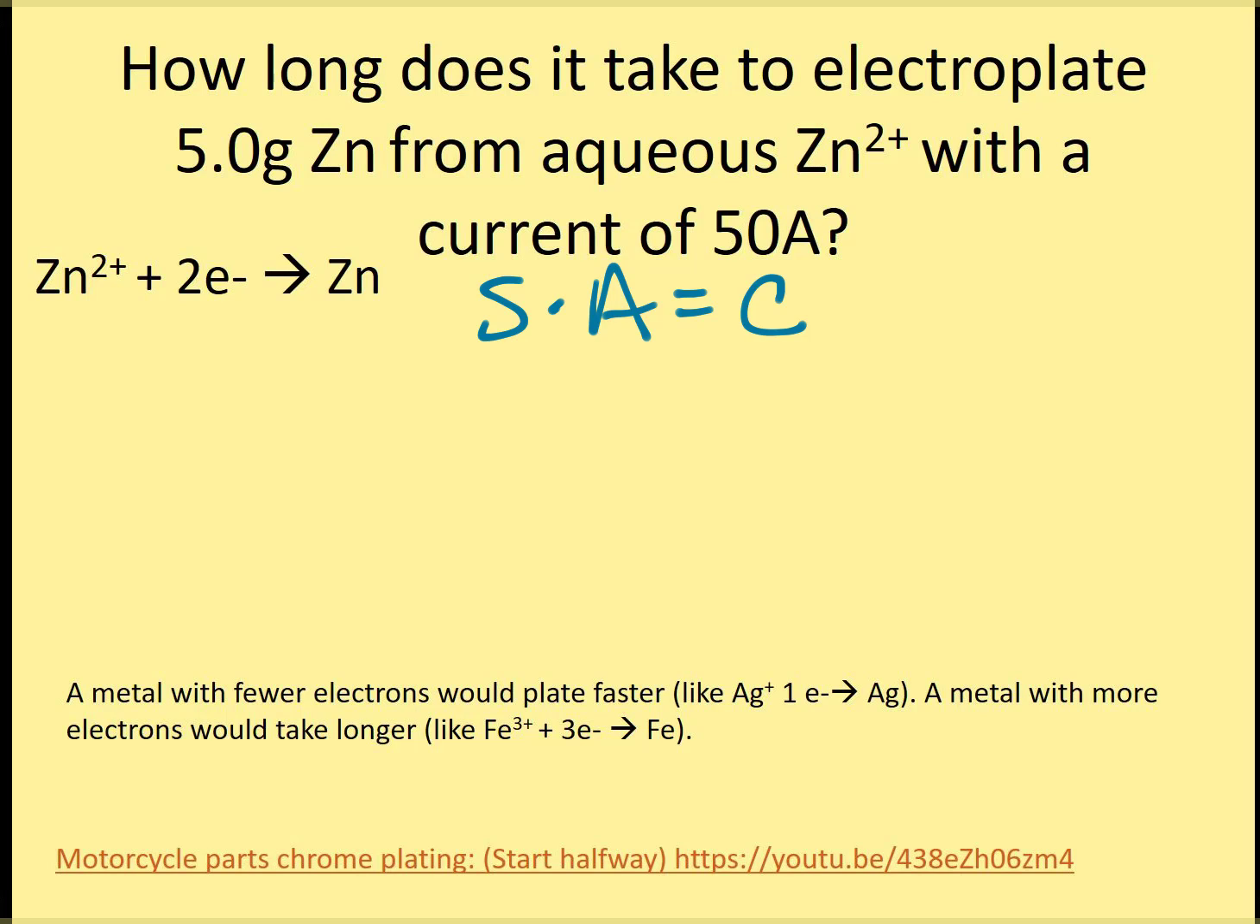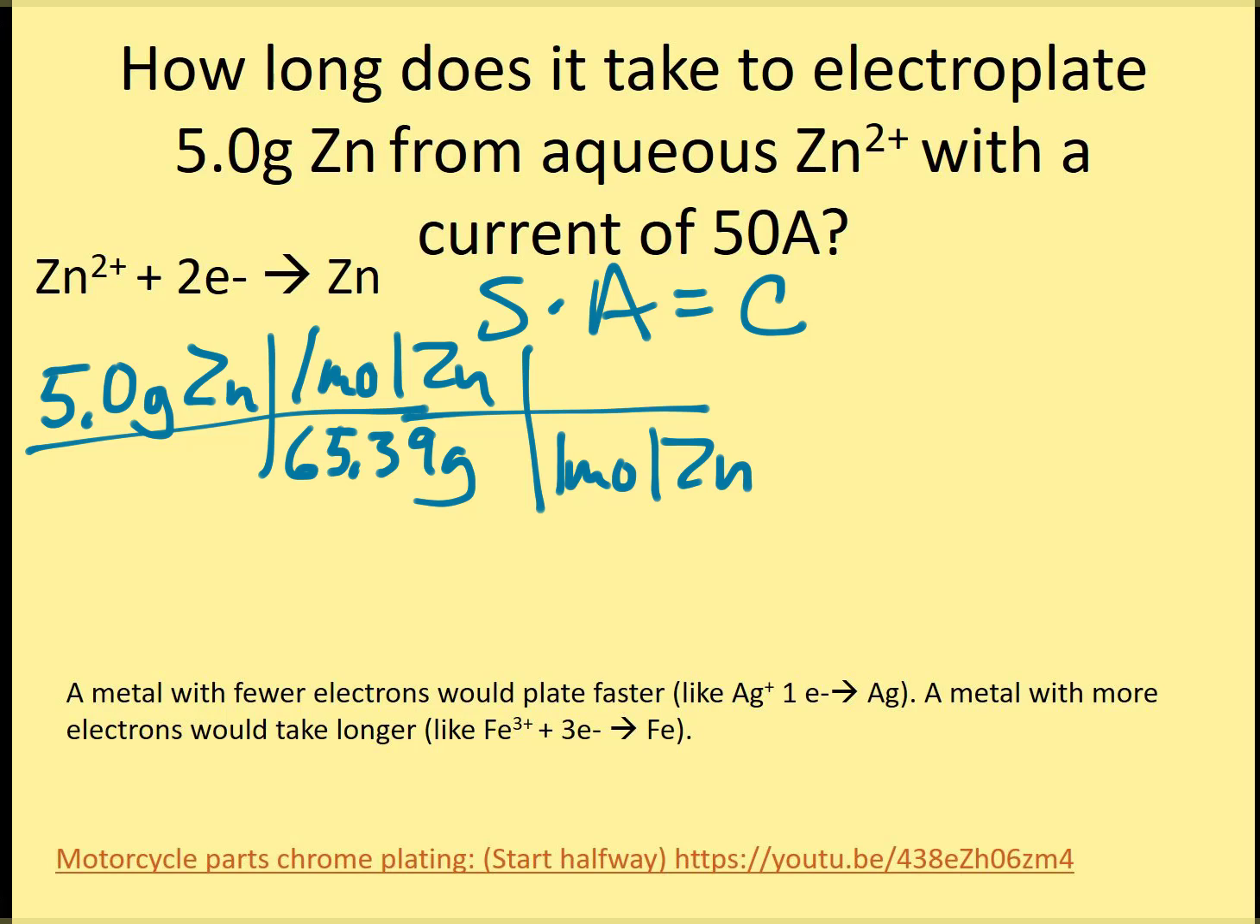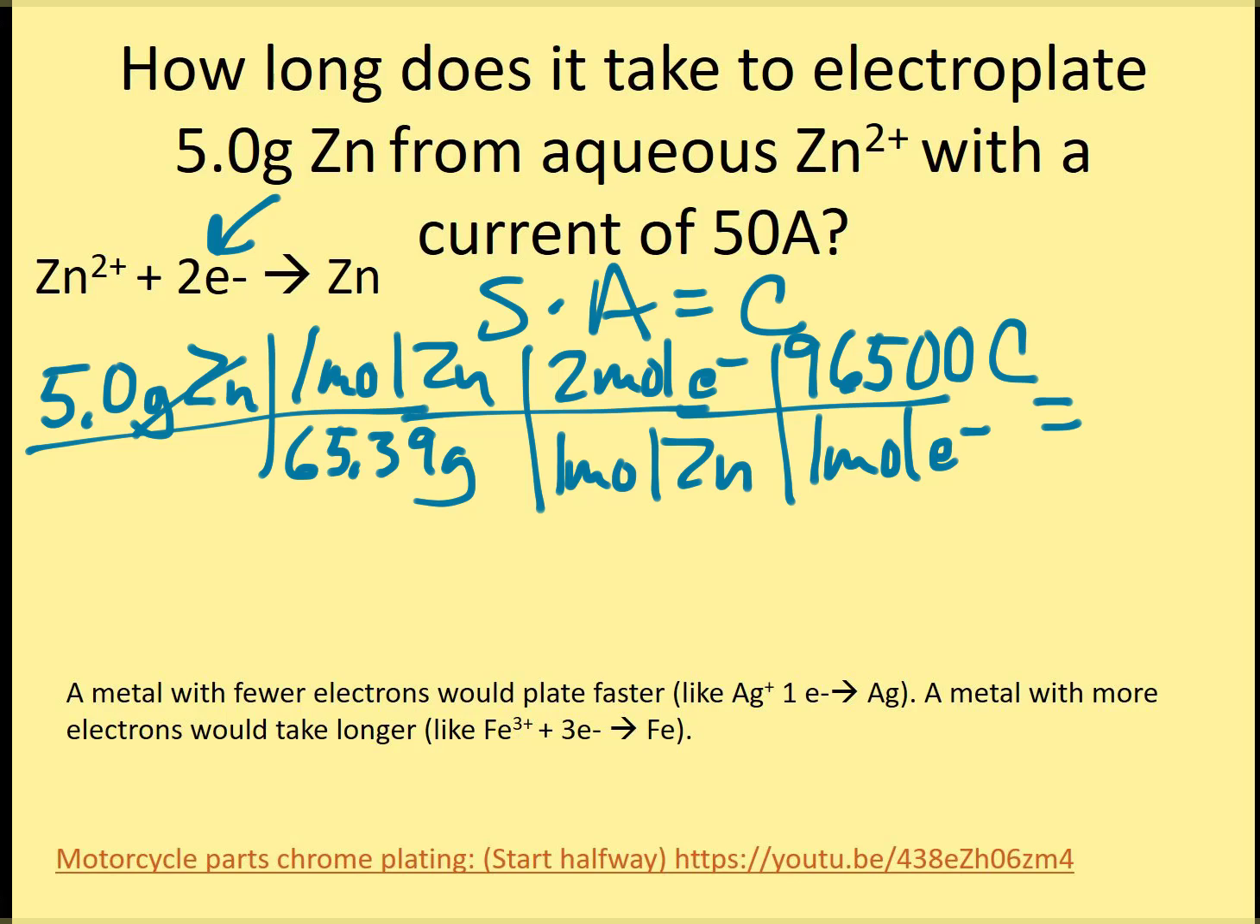So let's start off with our 5 grams that are given to us. And I see for every 1 mole zinc, I have 2 moles of electrons. All my units will cancel, and I'm going to be left with coulombs. And I have 14,757. No sig figs there.